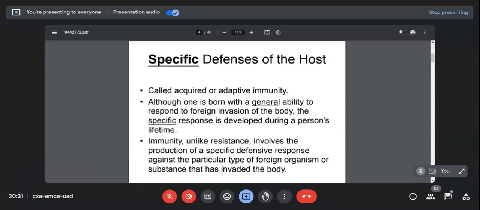Okay, so now we'll first of all define what adaptive immunity or what specific immunity is. Like I already said, it is also called acquired or adaptive immunity or specific immunity. It just depends on how the examiner wants to ask you basically. So you must take note of that. Something that you must also take note of is that even if we are born with a general ability to respond to foreign invasion inside the body, there is supposed to be a specific response that you and I develop in our lifetime.